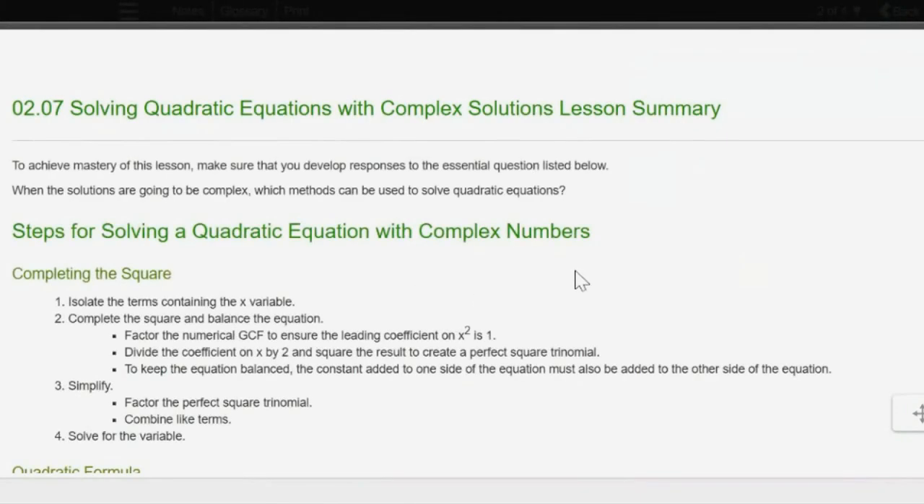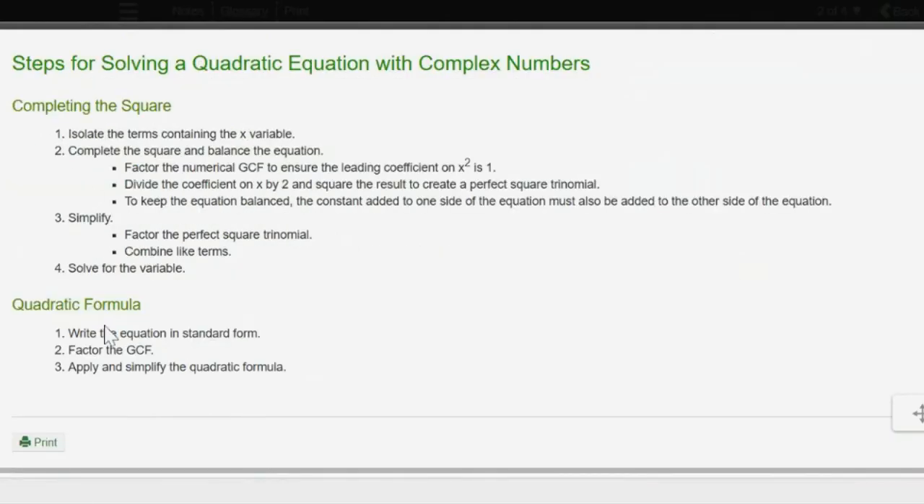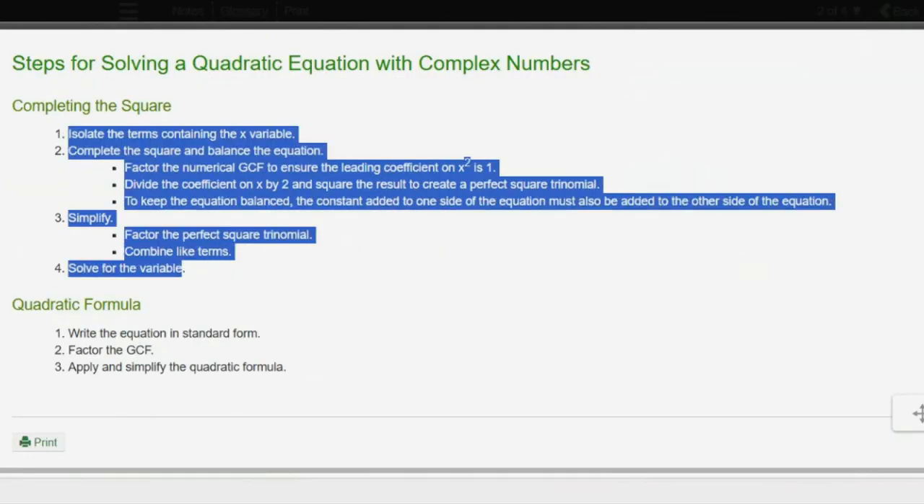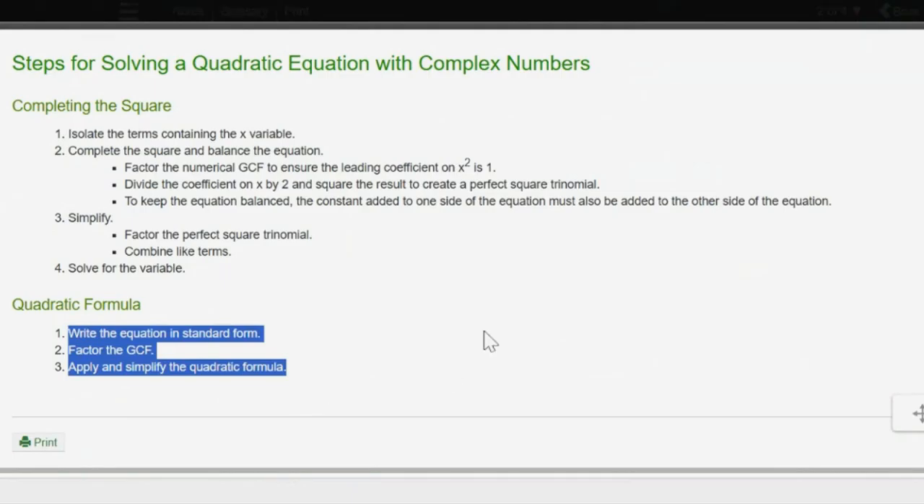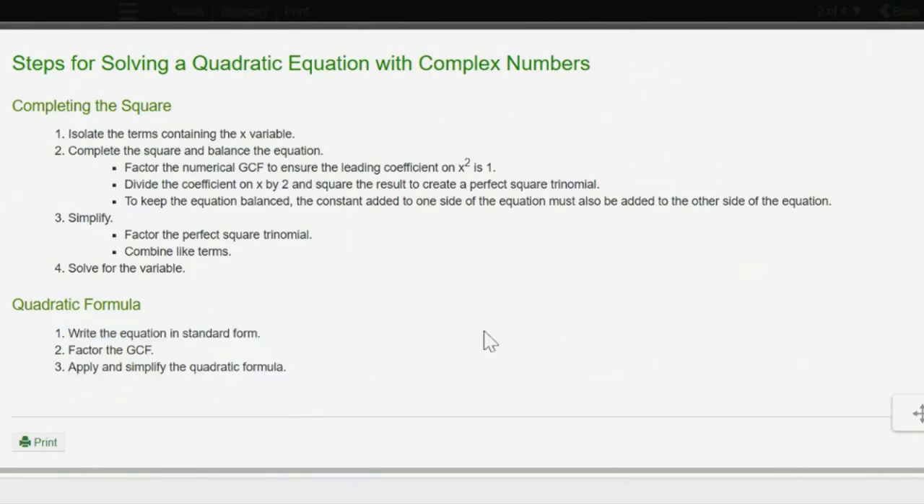Here is the lesson summary. Basically, it's just completing the square and the quadratic formula, the steps to do that, because those are the two ways to solve quadratic equations that have imaginary solutions. That is the two ways we can do that.